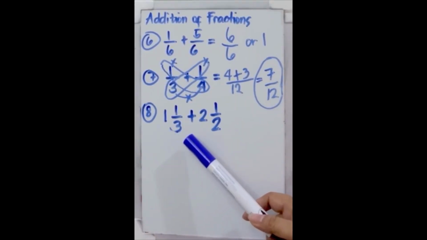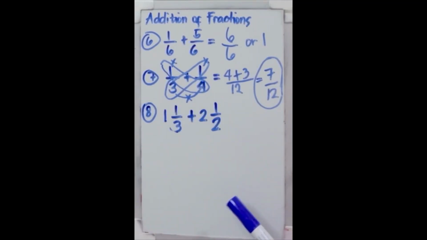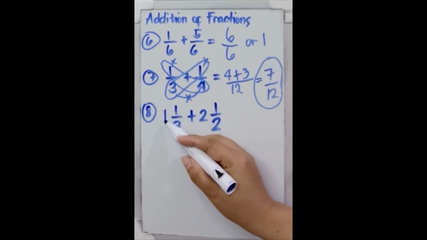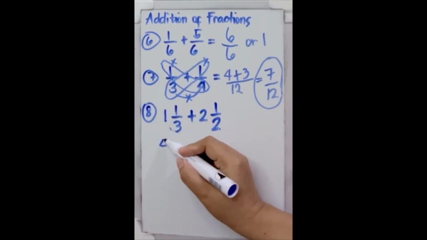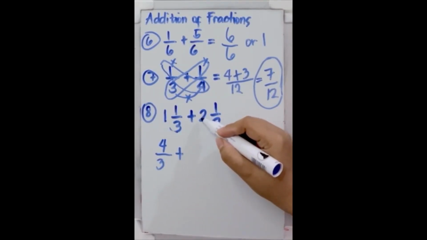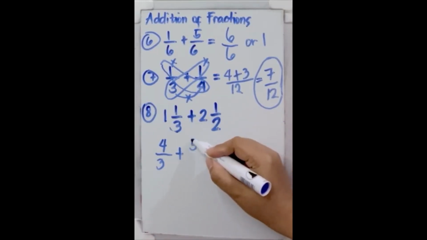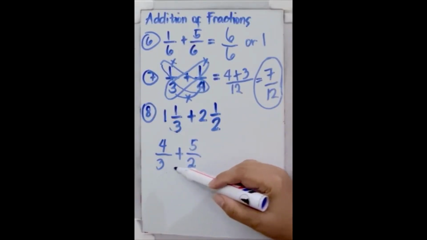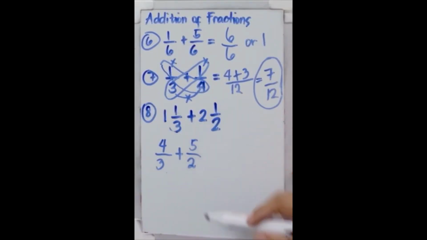We have 1 and 1/3 plus 2 and 1/2. These are mixed numbers having different denominators. It's a bit complicated to solve. So the first thing that we need to do is to convert these mixed numbers into their improper fractions. Let's start with this one. 3 times 1 is 3, plus 1 is 4 over 3. Plus 2 times 2 is 4, 4 plus 1 is 5 over 2. So 1 and 1/3 is equal to 4 over 3, while 2 and 1/2 is equal to 5 over 2.